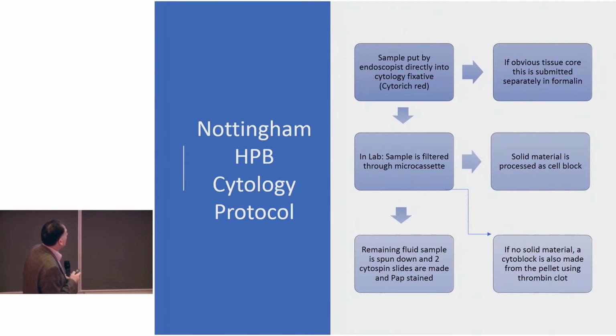In the lab, the sample is filtered through a microcassette, and solid material obtained from that is then processed as a histological sample. The remaining fluid is spun down, and we make two cytospin slides, which are Pap stained for cytological evaluation. With solid lesions, we almost always get solid material, which we use for a cell block. But if we don't, we can make a cell block from the pellet using a thrombin clot.